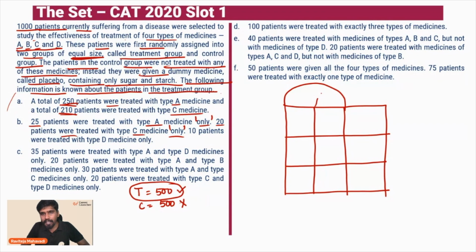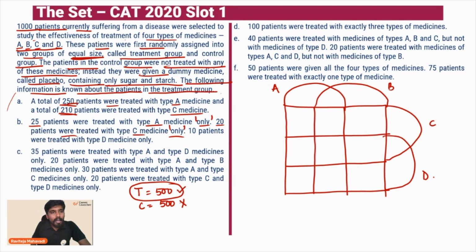This is A, this is B, this is C, and this is D. Now let us take a look at what data points we know. A total of 250 patients were treated with type A medicine.